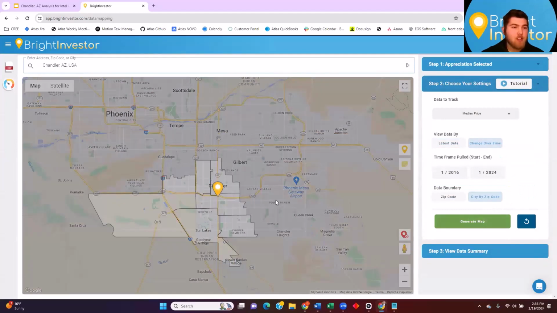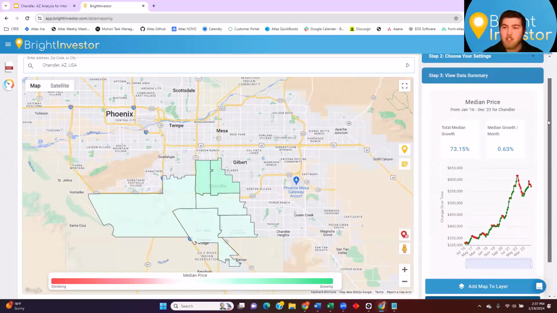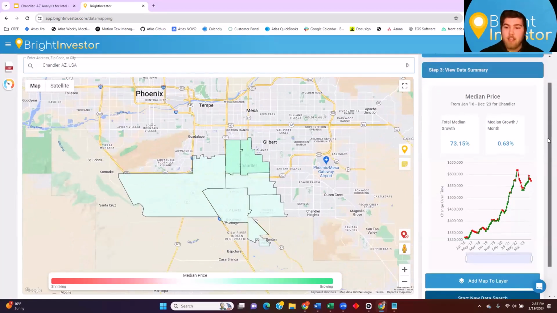We can also just track appreciation. This is another huge one. Do you guys want the biggest guarantee of where you're going to make money over time? Just look at the appreciation. In Chandler, since January 2016, where prices were about $330,000, they've now increased to $571,000 as of last month. It's a 73% increase in median home price, or a growth rate of 0.6% per month. So if you bought back here, congratulations, you did fantastic. You did great on your property investment in Chandler.